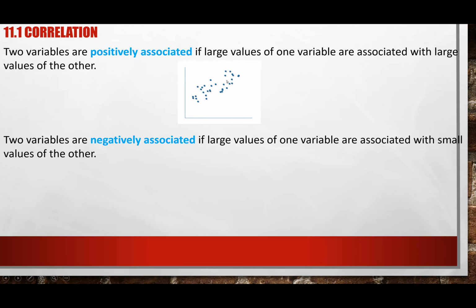And vice versa, if one large value is associated with one small value, then we say that this is a negative association, right? This point right here has a smaller x but a big y. Your y is big, but your x is small. Vice versa right here, your x is big, but your y is small. So looking at this, we have a decrease in motion. So now we say that this is a negative association, right?